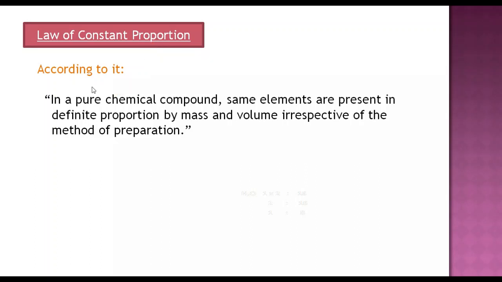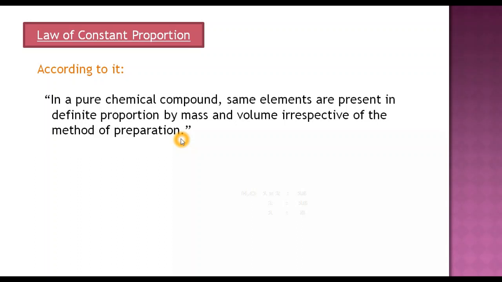According to the law of constant proportion, in a pure chemical compound, the same elements are present in definite proportion by mass and volume, irrespective of the method of preparation. Now, what do we mean by this law? This law means that whatever be the source from which a chemical compound is obtained, or the method by which it is prepared, a pure chemical compound is always made of the same elements, and those elements are always present in the compound in the same mass percentage.